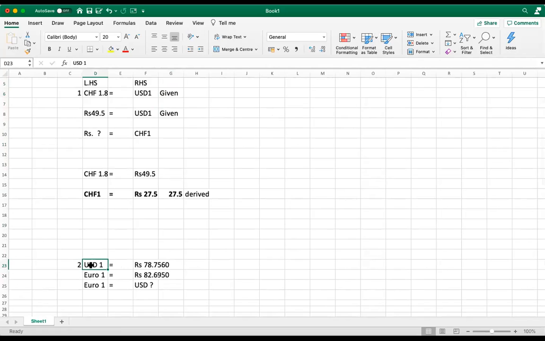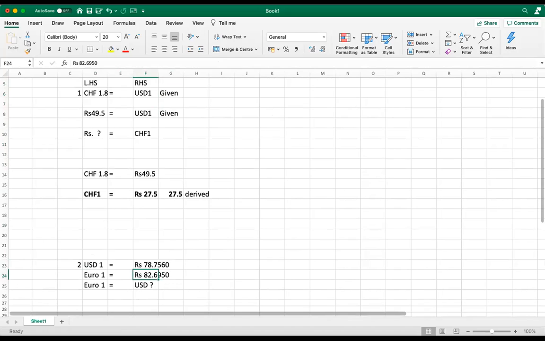And then next problem says USD 1 is equal to 78.7560. Euro 1 is equal to 82.6950. And then Euro 1 is equal to how many USDs, right? Someone says no. Did you not understand?